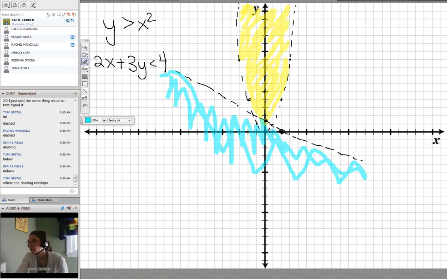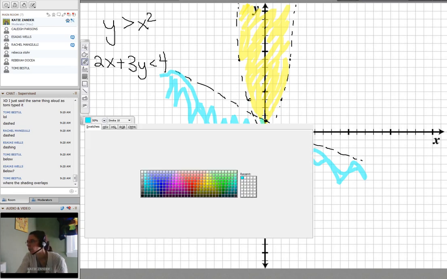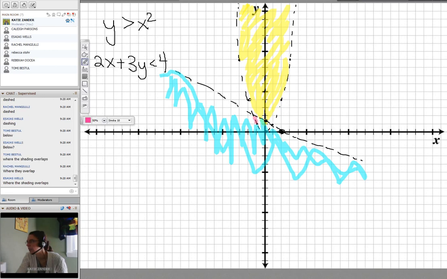Where your shadings overlap. Good. So we don't want to lose sight of what we were actually trying to do here, and that is seeing where the two shadings overlap. So anytime we have two or more equations, we're looking for the overlapping shaded region. Good. Now this is a bounded region, right? It's kind of contained. You've got boundary lines surrounding that pink shaded area where they overlap.